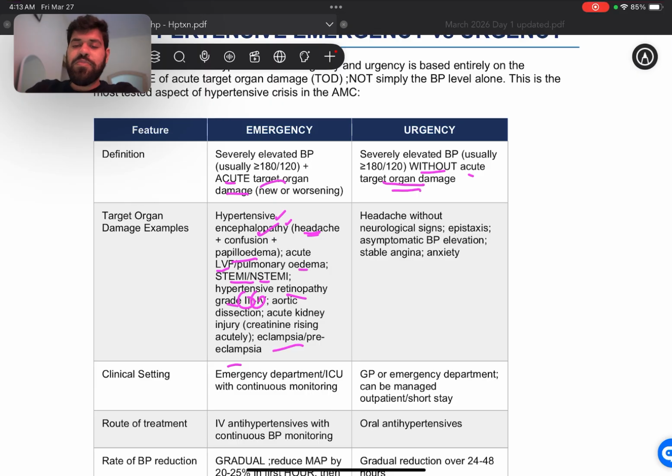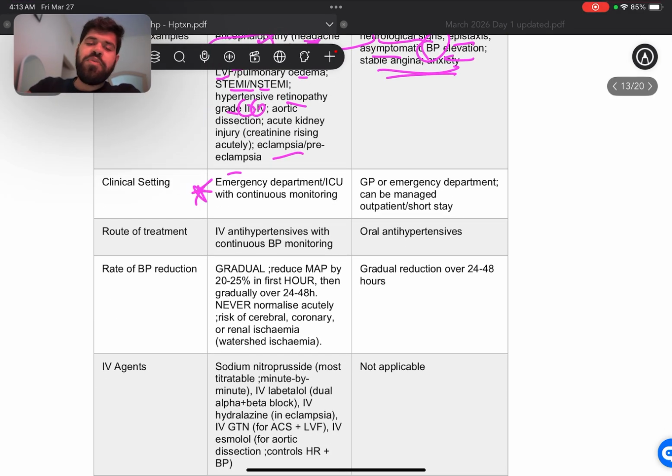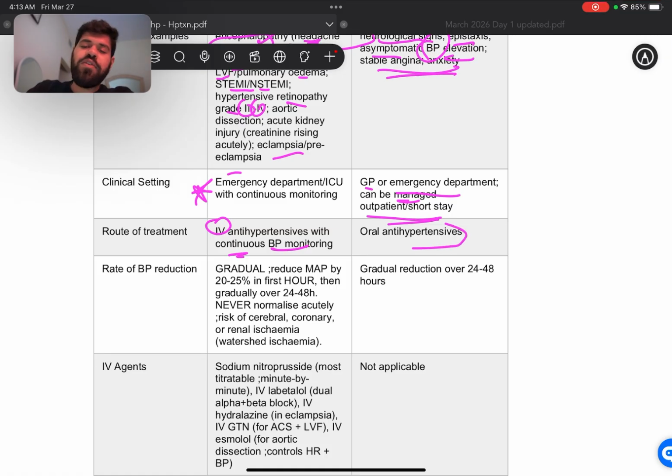Then urgency is going to be headache without neurological signs. We have neurological signs here, which was confusion. All right. Then epistaxis, asymptomatic BP elevation, stable angina, and anxiety. Now the clinical setting for emergency is going to be the emergency department or ICU, and for urgency we have the GP or the emergency department, but it can be managed as an outpatient or short stay. Route is going to be IV with continuous BP monitoring, whereas for urgency we have oral antihypertensives.